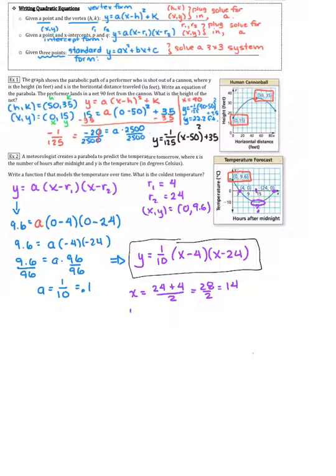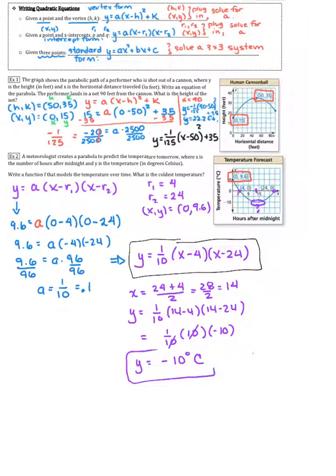The corresponding y value, we have to then plug in. Whoops, sorry, that was a mistake. Let's go back on that one. So y equals 1/10, and we are plugging in x is 14. So 14 minus 4, 14 minus 24. That gives us 1/10 times 10 times negative 10. So these will cancel. So the coldest temperature is going to be negative 10 degrees Celsius, since everything is measured in Celsius. All right?